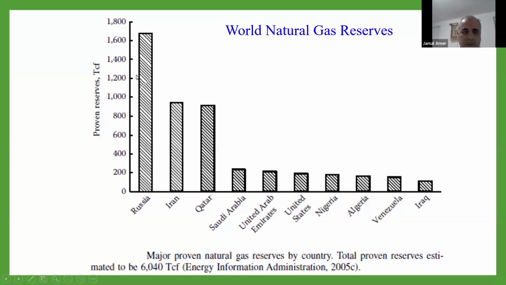Here in this chart we see the countries which are the highest producers of gas. We see Russia, Iran, Qatar, and all these countries have proven natural gas reserves by country. The total proven reserves are estimated to be around 6,040 trillion cubic feet. It's a huge number.